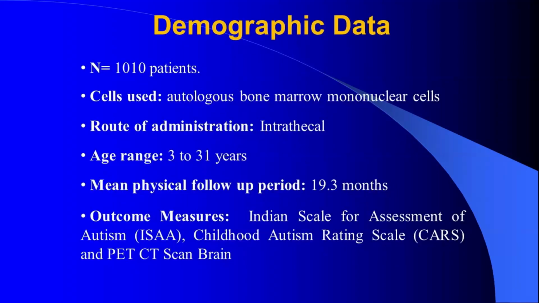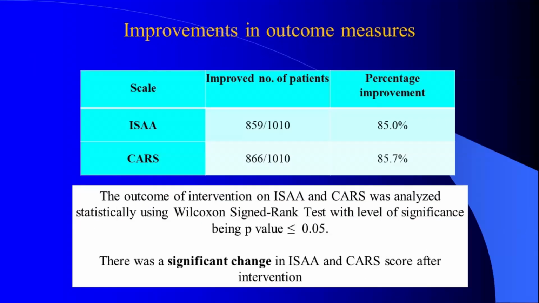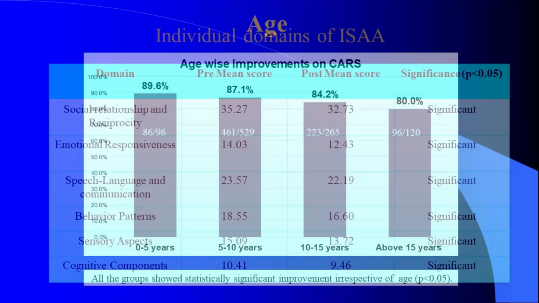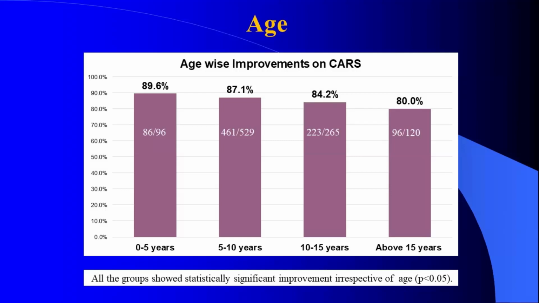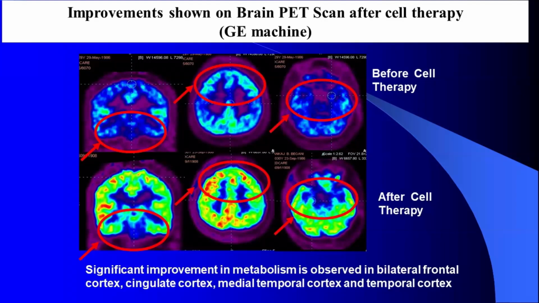But just to give you an outcome, this is 1,010 patients. And again, you can see more or less similar symptomatic improvements. Again, the ISAA and CARS scales, good improvement. Individual domains of ISAA. And age-wise, again, you can see the same thing. Below 5 years, 89% improvement. Above 15 years, it dropped to 80%. And this is the analysis, you can see above the blue areas, the damaged areas, and below, after cell therapy, you can see that the brain has got activated. You can again see above and below.